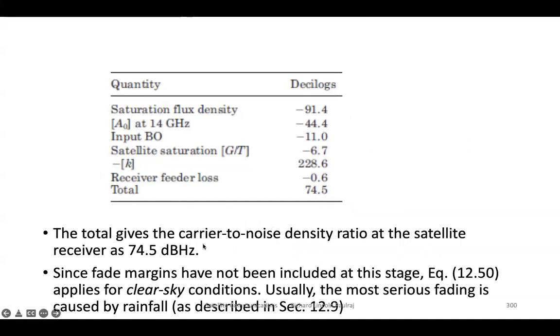This is with respect to hertz, in dB hertz. So the overall unit becomes 74.5 dB hertz. Remember, in your examinations, make sure to mention these units. This also will carry separate marks. Since fade margins have not been included at this stage, it applies to clear sky conditions. So what do we understand by clear sky? It just means that we're not considering the losses with respect to the atmosphere, the atmospheric absorption losses, AA. We're not taking that into consideration, so we are nullifying that.